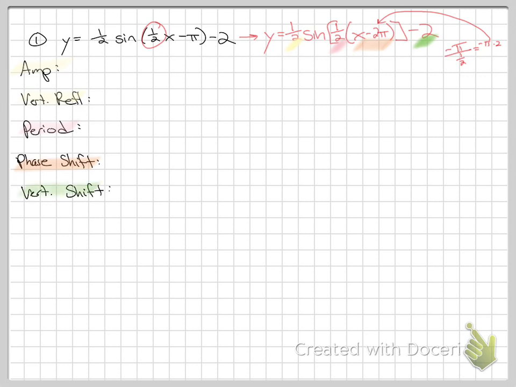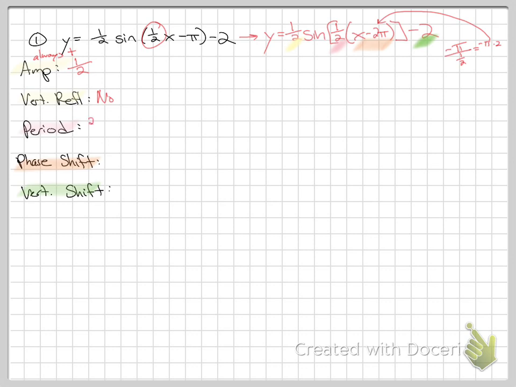So amplitude is a height. Amplitude is a height. It is always positive. Some of you are going to get it wrong on test day. Luckily, this one is already positive a half, so the answer stays a half. But if it was negative a half, my answer would still be a half. The height of a hill is a positive number. Since there's no negative sign, there is no vertical reflection.